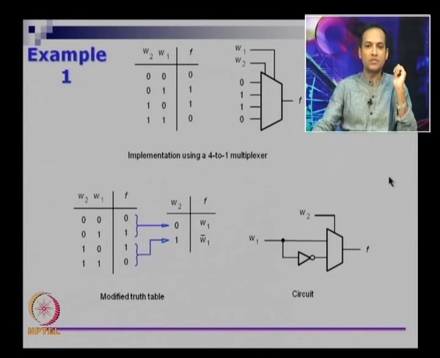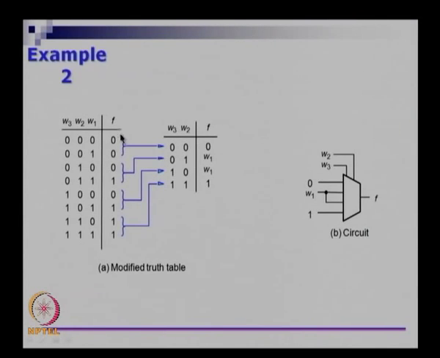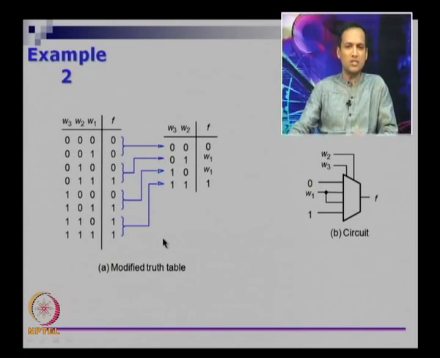Alright. So now let us look at another example. So in this example we have a truth table which is on 3 inputs. So we have 3 inputs W3, W2 and W1, and there is a truth table that is given here. So let us not worry about what the truth table is supposed to be doing. Let us just look at this idea now. So what we are going to do now is we are going to see if we can use a multiplexer which is smaller in size.